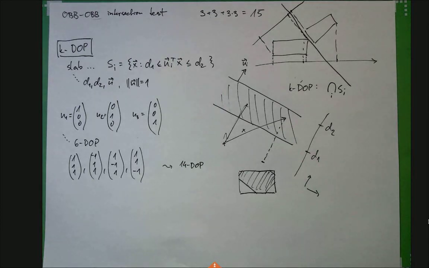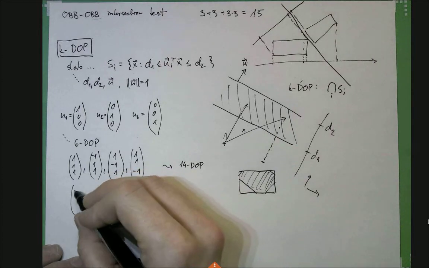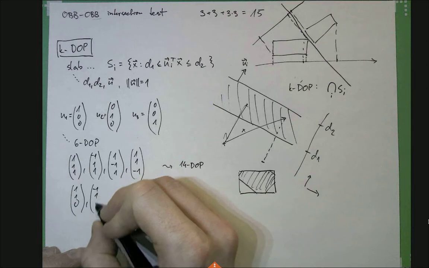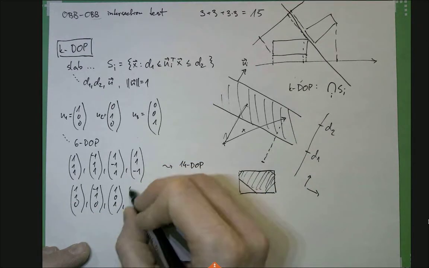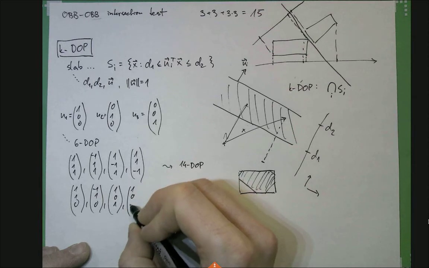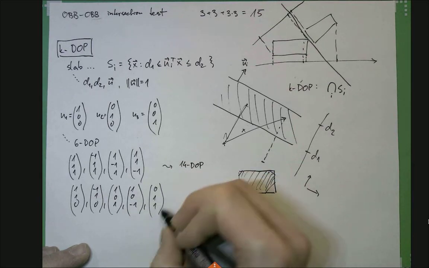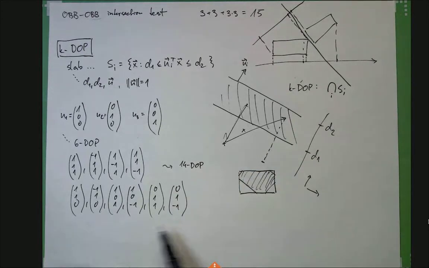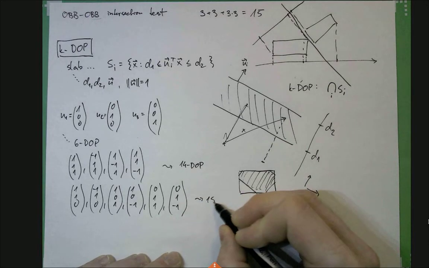Another popular choice is to cut the edges, for which you take these normals: (1, 0, 1), (1, 1, 0), (-1, 0, 1), and so on. So this basically means cut the edges. This would lead to an 18-DOP.